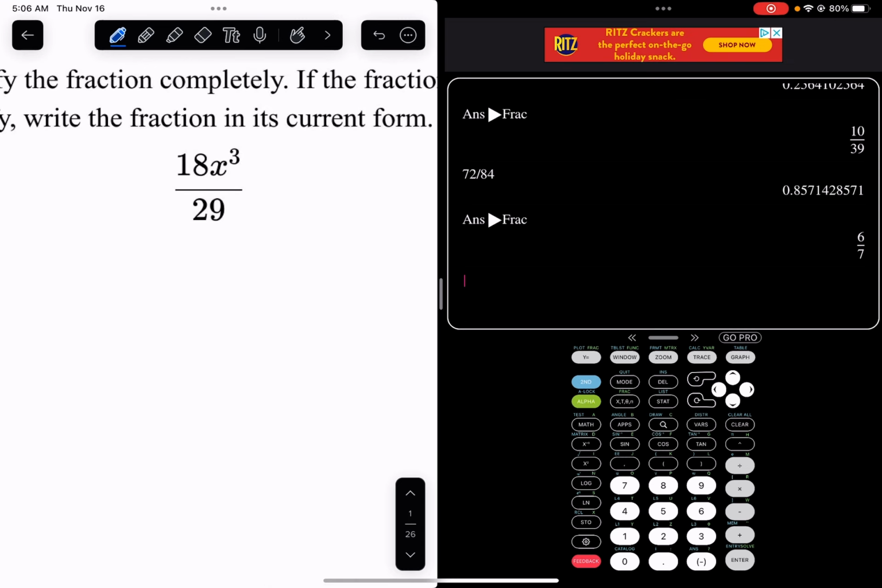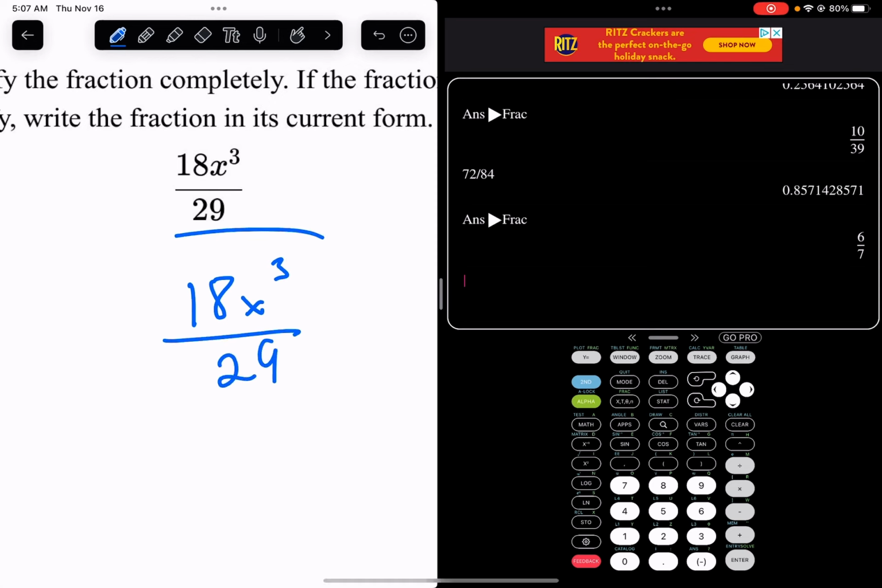All right. Here we have 18x to the 3rd over 29. Now this is actually another example of one that is not going to simplify. So it just stays as is. The 18 can't simplify with the 29, and there's nothing for the x cubed to simplify with.